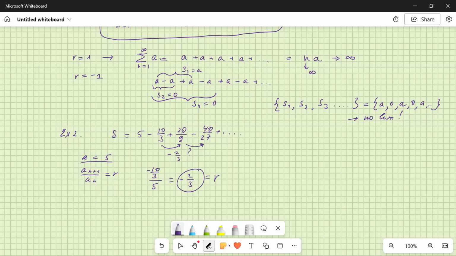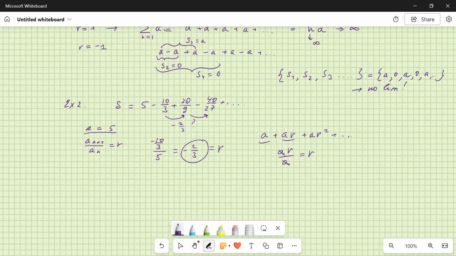Again, if you're sure that your series is geometric, you can always divide the next term over the previous, because of how we build the terms of the series, ar squared. You see that every next term is getting one extra r. So how to find r? Maybe you divide ar over a, you get r. You see, if you're sure that you have a geometric series.